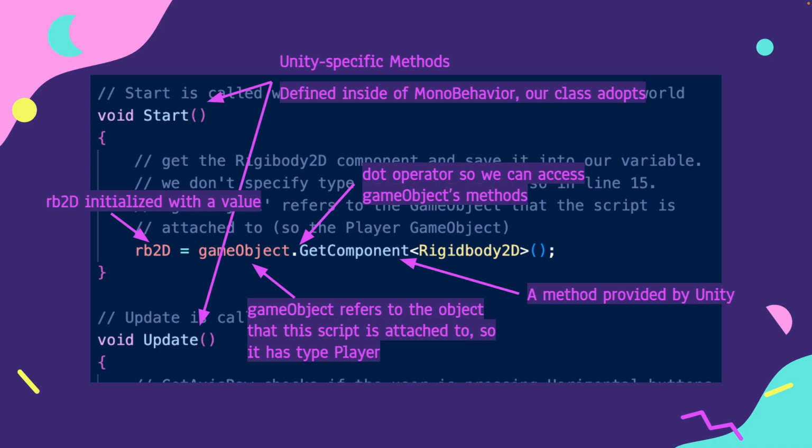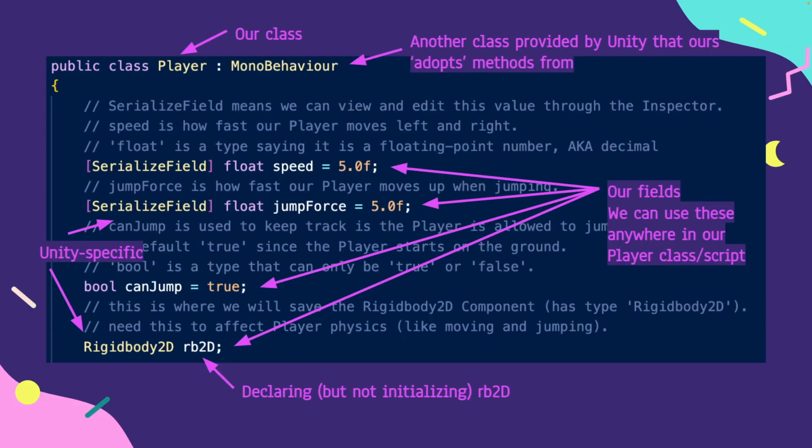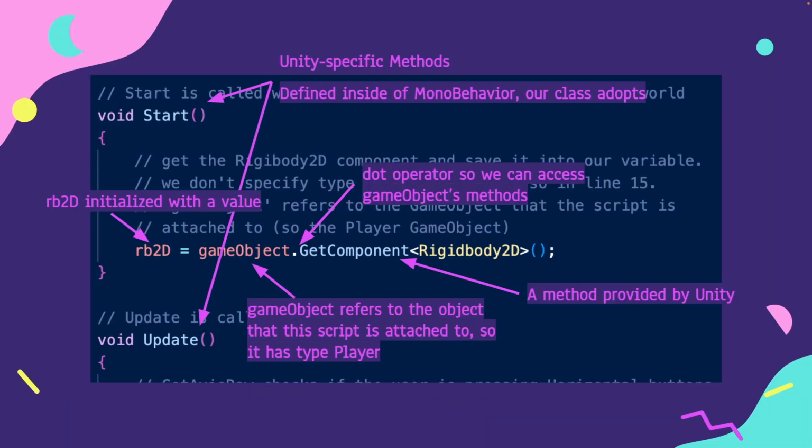So here at the top, on that last slide, we declared RB2D, but remember, we don't initialize it. This will come up pretty often, which is why I wanted to mention it, because a lot of times with components in our scripts, we want to get those components in the function Start. So here, we're just initializing it. And so gameObject refers to the object that the script is attached to. So it has a type of Player.